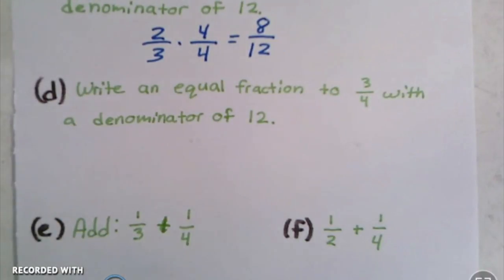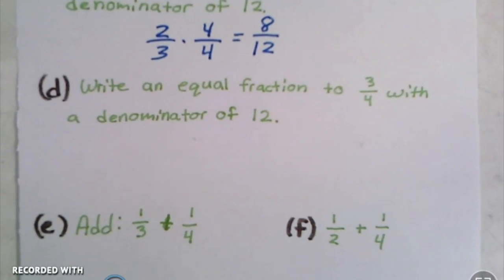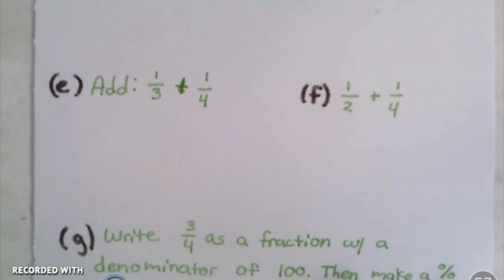Write an equal fraction. A fraction that is equal to is the same thing as saying equivalent to 3/4 with a denominator of 12. All right, here's the next question.